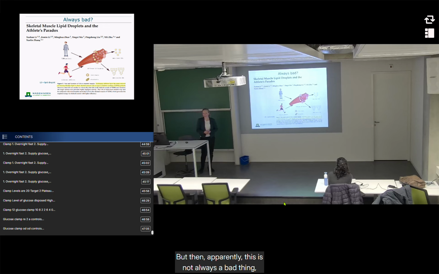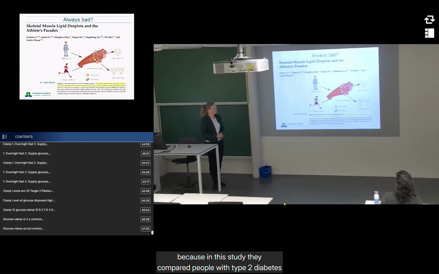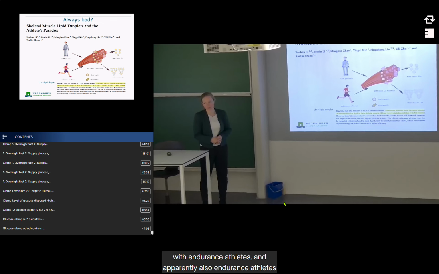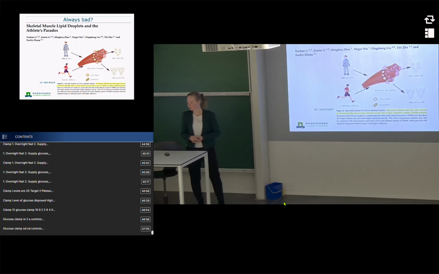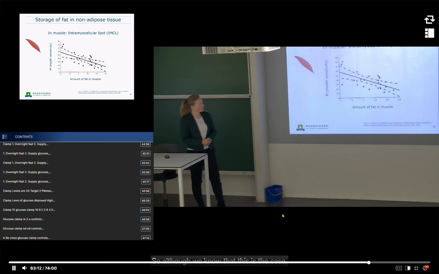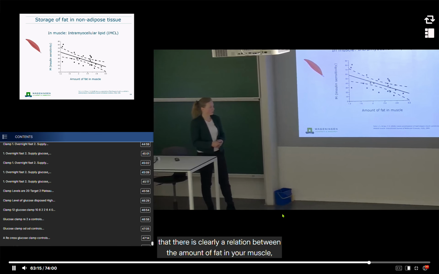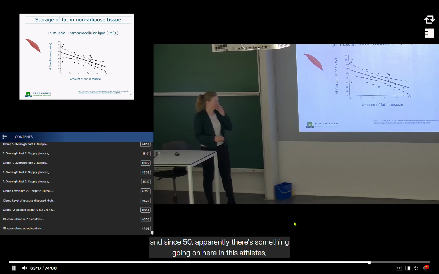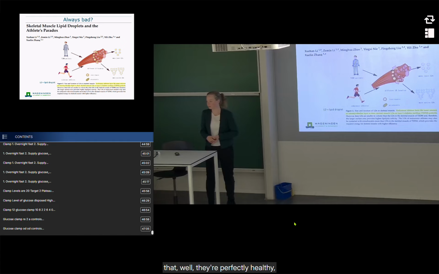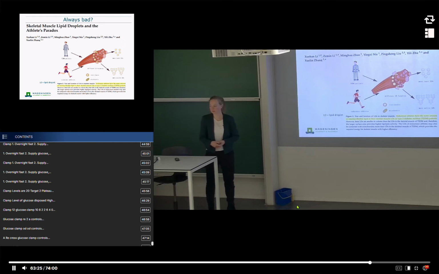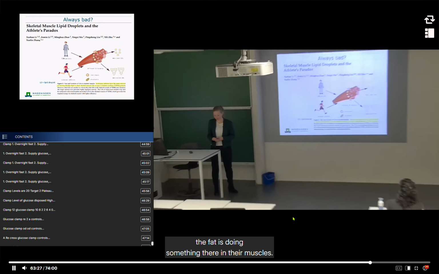But apparently this is not always a bad thing, because in this study they compared people with type 2 diabetes with endurance athletes, and endurance athletes also have a high level of lipid droplets, so a lot of fat accumulation in their muscle cells. So although there's clearly a relation between the amount of fat in your muscle and the insulin sensitivity, apparently there's something going on in these athletes that, well, they're perfectly healthy, but the fat is doing something there in their muscles.